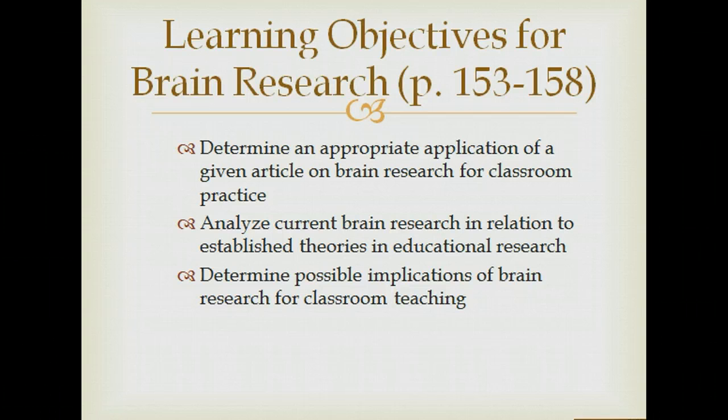There are three learning objectives for brain research, which is part of Chapter 6. The first is to be able to determine an appropriate application of a given article on brain research for classroom practice. So you want to be able to take what you read about brain research and apply it to classroom practice. You also want to be able to analyze current brain research in relation to established theories in educational research and be able to determine possible implications of brain research for your classroom teaching.